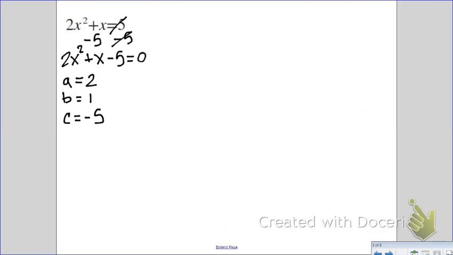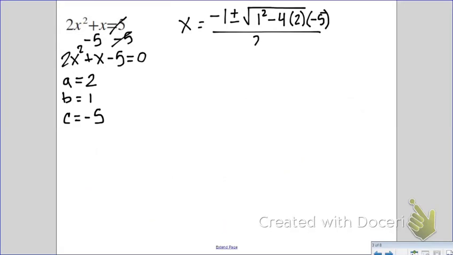Now we're going to start plugging it into the quadratic formula. x equals negative b, which in this problem is negative 1, plus or minus the square root of b squared, so again that's 1 squared, minus 4 times a, which is 2, times c, negative 5, all over 2a, 2 times a, 2 times 2.